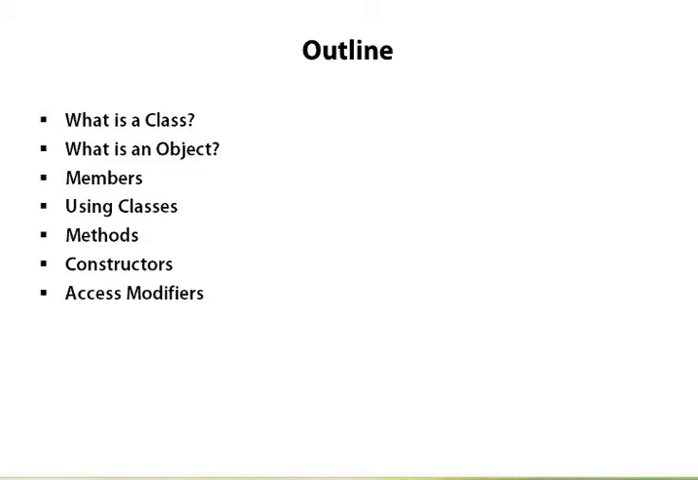Then we'll talk about how to make up a class, which is to use members. We'll talk about how members are the data and the methods that operate on a class, the data and then the way to manipulate that data, and how that is tightly bound together in a class. Then I'll show you some examples of how to use a class. We'll create a class and we'll create some members for that class, and then we'll see how we can create an object from that class.